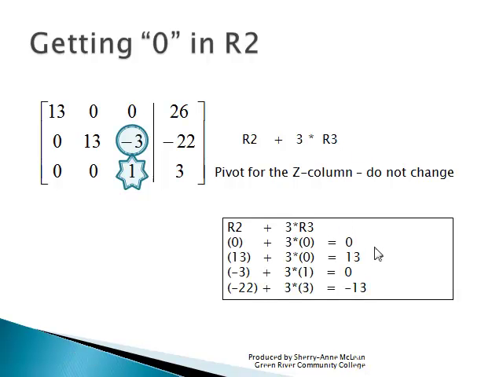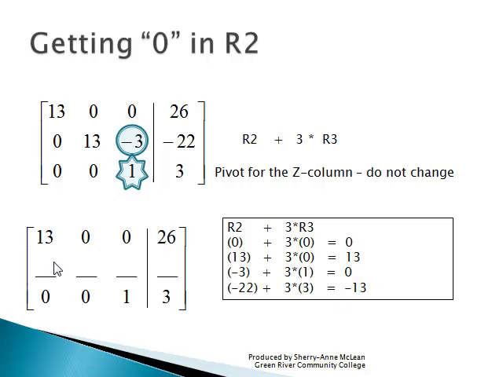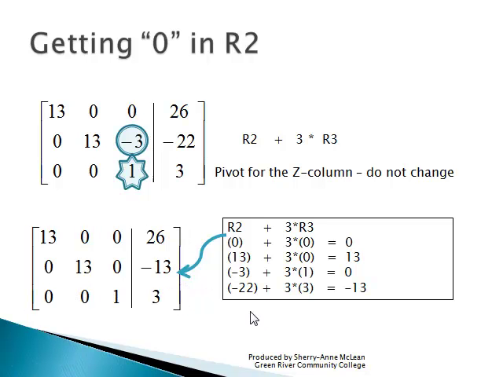Set yourself up here with the math. Row 2, 0, 13, -3, -22, plus 3 times your row 3, 0, 0, 1, 3. So we're just copying those numbers straight over from there. And then do the arithmetic. This time we're going to get 0, 13, 0, -13. We're replacing that second row. Put those new numbers in that we found.